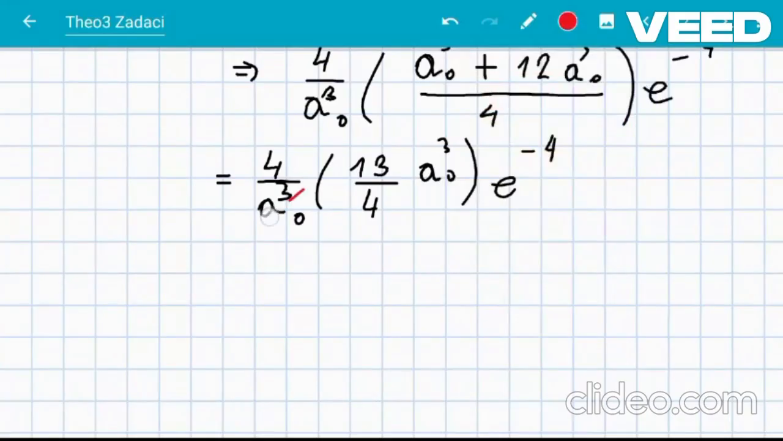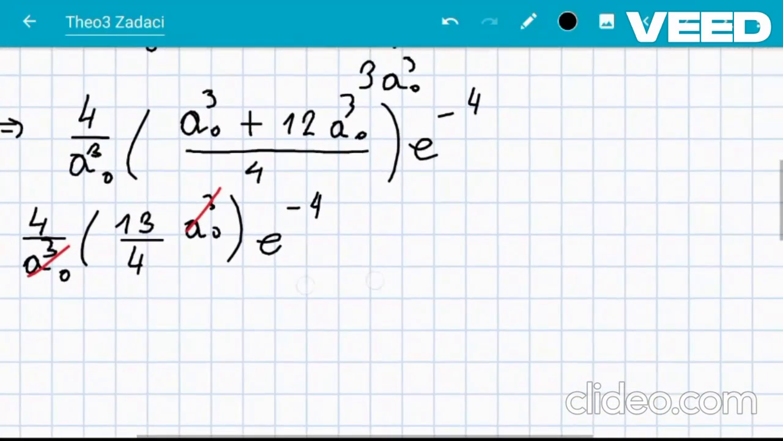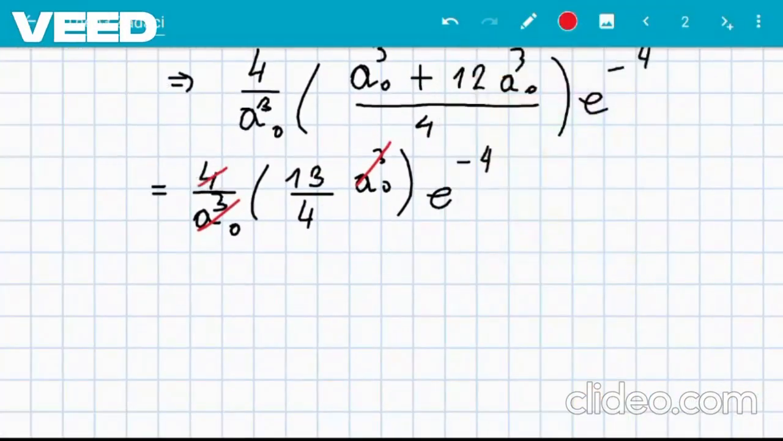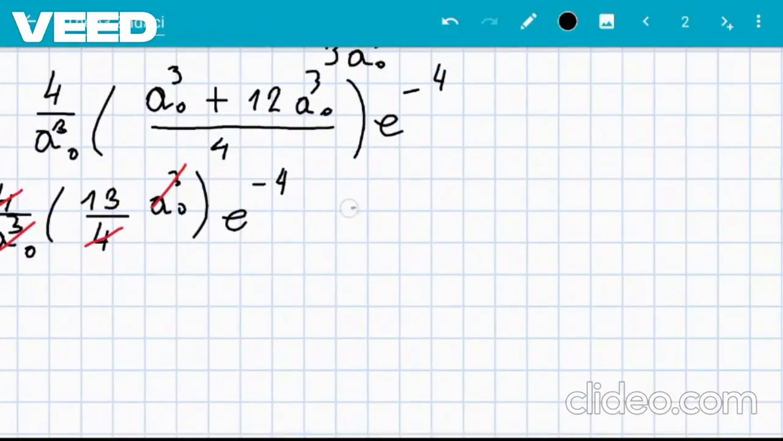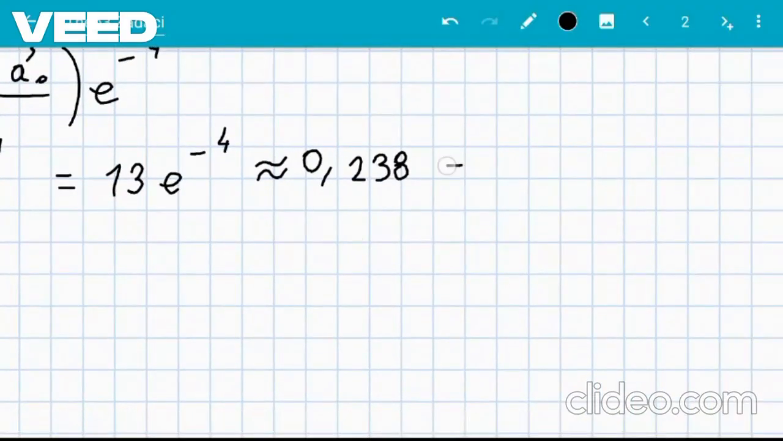And so we can cancel the a naughts, because in the end we also just want to get a simple number which has no units anyway. So we can cancel the 4's, and we have in the end 13 e to the negative 4. And if we plug that into a calculator, it's going to give us approximately 0.238, which is approximately 23.8%.